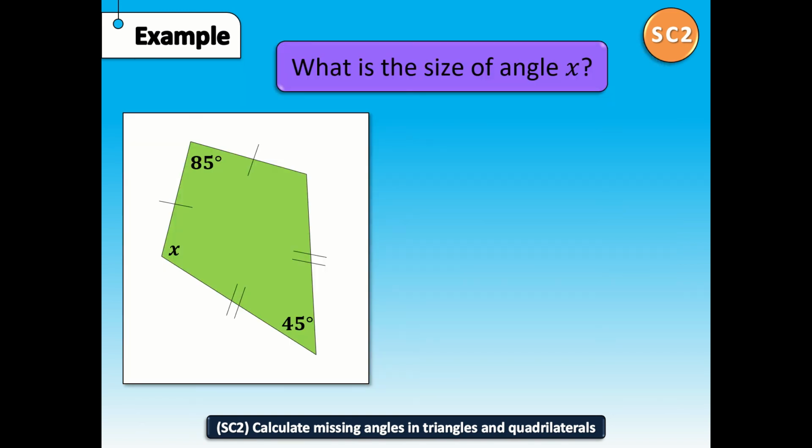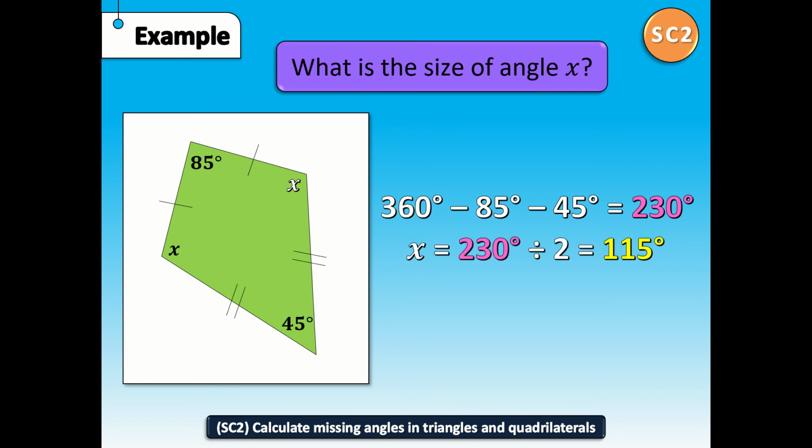So in a kite, it's these 2 angles that are equal, the ones that are both labelled x. So we can find the size of x by taking 85 and 45 away from 360. So the 2 x's must add up to 230 degrees. And if they're both the same, we can divide 230 by 2. So they're both 115 degrees.